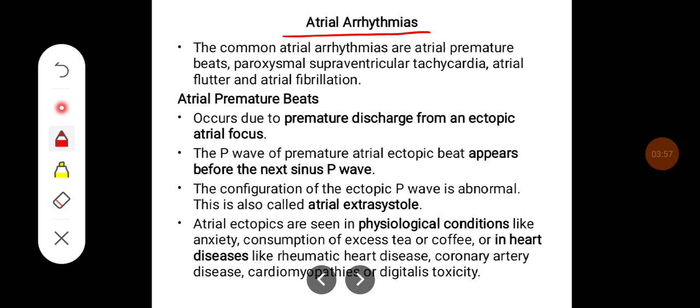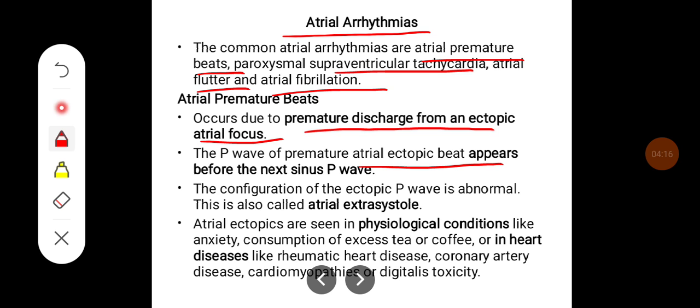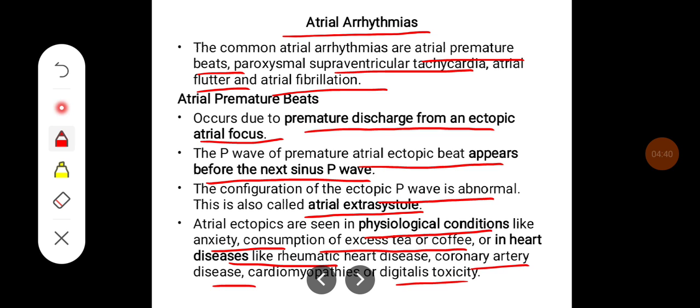Atrial arrhythmias. The common atrial arrhythmias are atrial premature beats, paroxysmal supraventricular tachycardia, atrial flutter, and atrial fibrillation. Atrial premature beats occur due to the premature discharge from an ectopic atrial focus. The P wave of the premature atrial ectopic beat appears before the next sinus P wave. The configuration of the ectopic P wave is abnormal, so this is also called atrial extrasystole. Atrial ectopics are seen in physiological conditions like anxiety, consumption of excess tea or coffee, or in heart disease like rheumatic heart disease, coronary heart disease, cardiomyopathies, or digitalis toxicity.